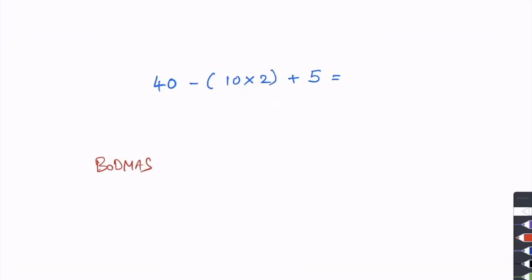Let's take a look at this one. So the first thing is, from BoDMAS, do we have brackets? Yes, we do. So let's work out the brackets first. 10 times 2 is 20. So now we have 40 minus 20 plus 5. And then we look for any additions or subtractions. Do we have those? Yes, we do. We do them in the order we see them. 40 minus 20 is 20. 20 plus 5 is 25.